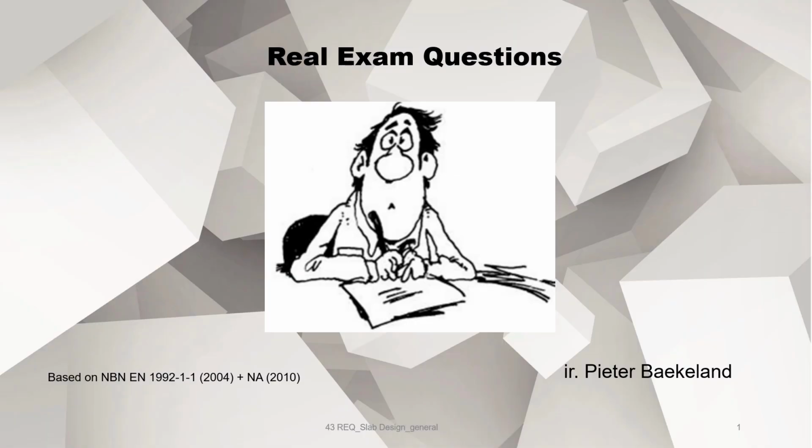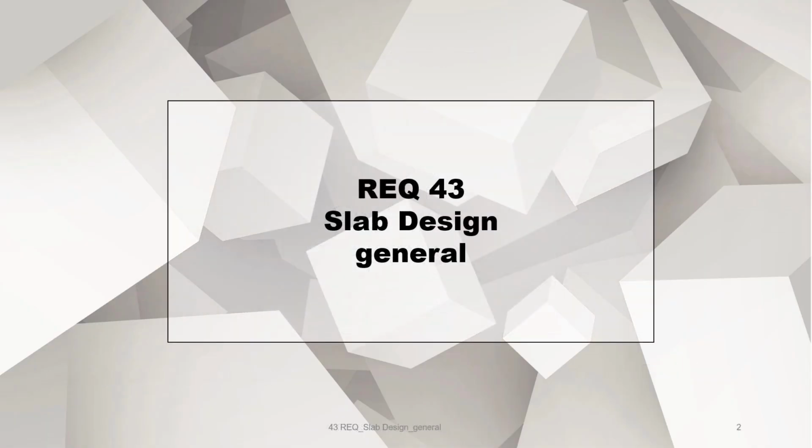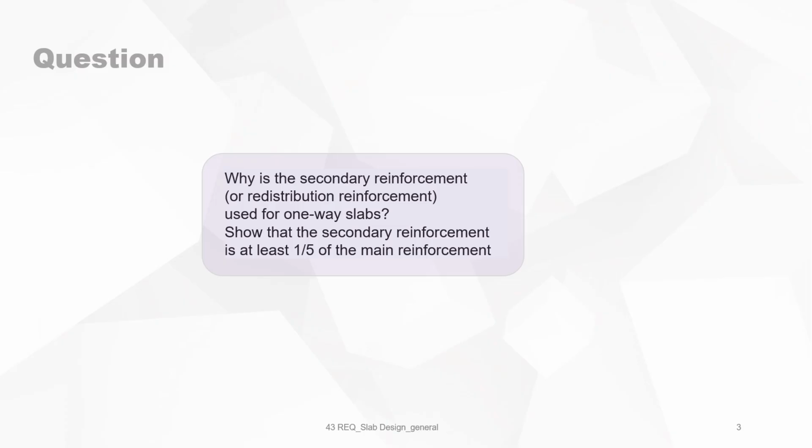Real exam questions. This is question 43 about slab design in general. Why is the secondary reinforcement used for one-way slabs? Show that the secondary reinforcement is at least 1/5 of the main reinforcement. Instead of secondary reinforcement, you can also use the redistribution reinforcement.